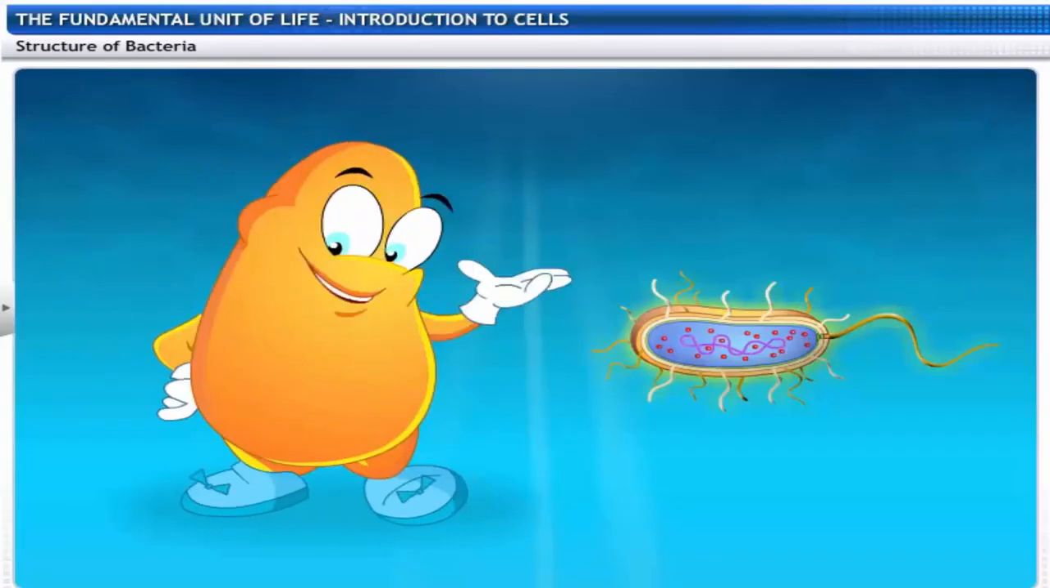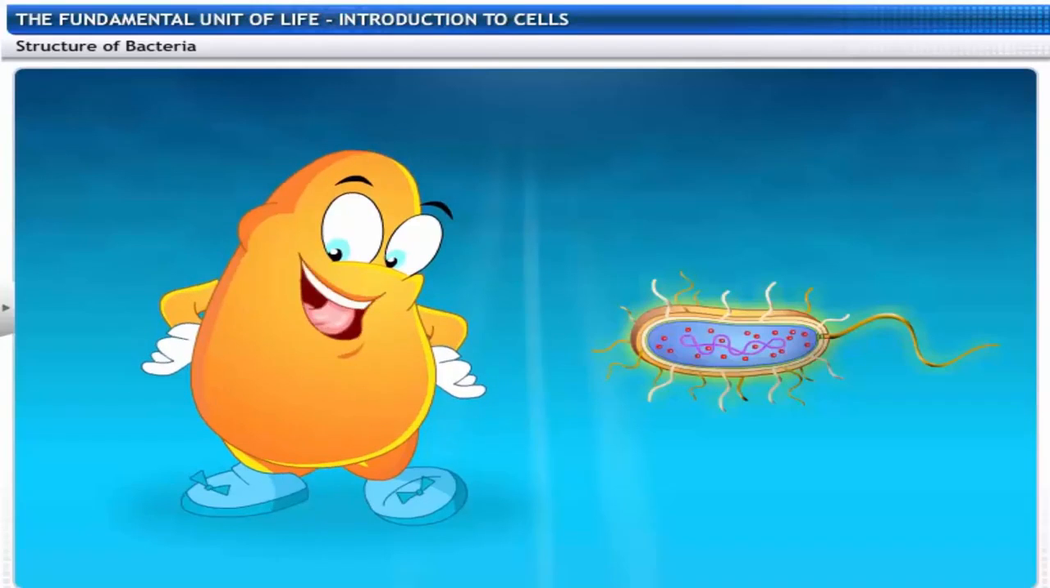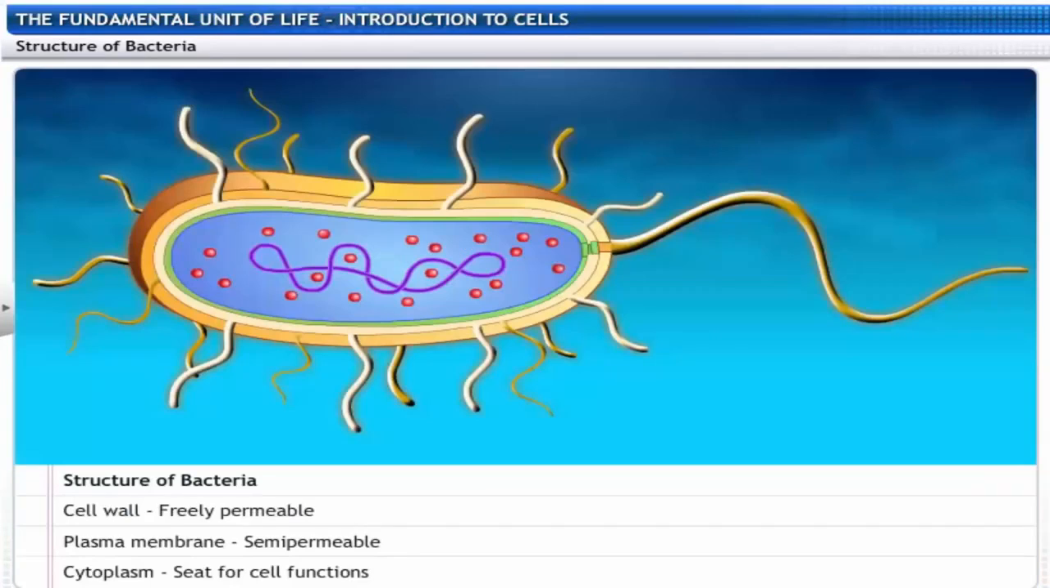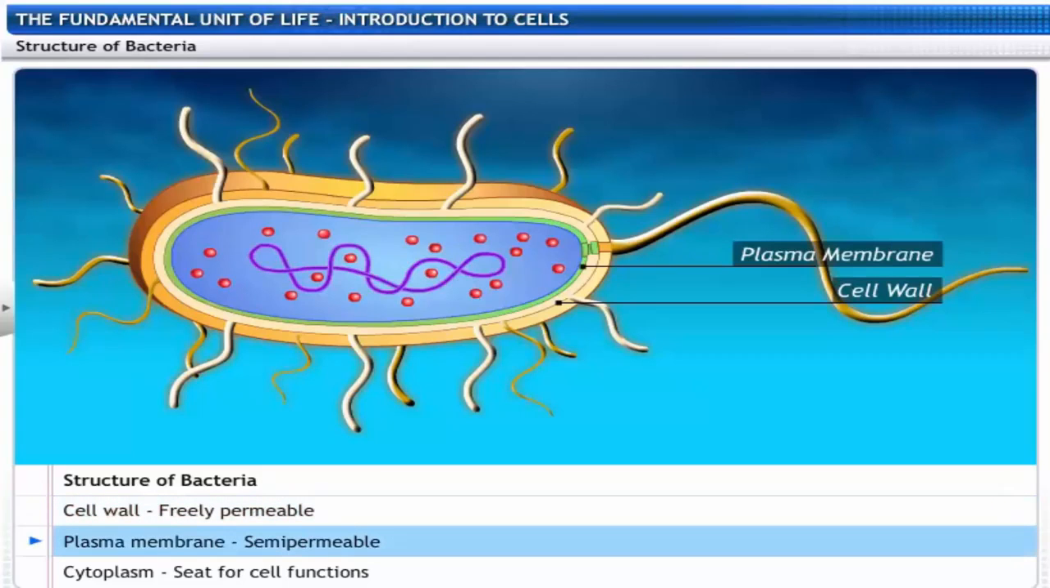Here's a bacteria that is actually a prokaryote. Let's take a closer look at it. The cell wall is a non-living layer composed of polysaccharides and proteins. The plasma membrane is a living membrane made of lipids. It is selectively permeable. Hence, it transports ions, nutrients, and wastes across the membrane.